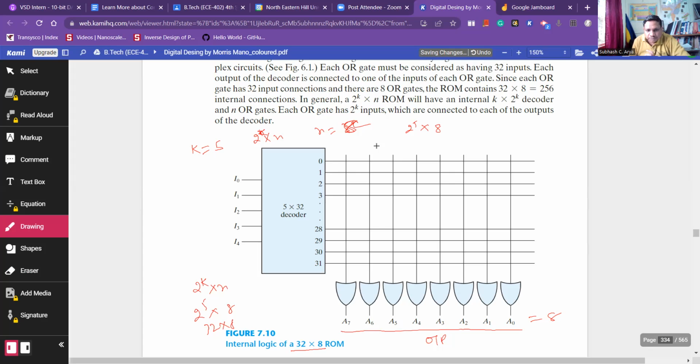Now, once we understand the size, let us see the components. This is a 5 cross 32 decoder, and you know a decoder is nothing but an array of AND gates. So this is an array of AND logic. However, to realize any circuit, we need to put external OR gates. So here we already have 8 OR gates. These two things are essential to realize a logic function, and that is why this ROM can be used to realize a function.